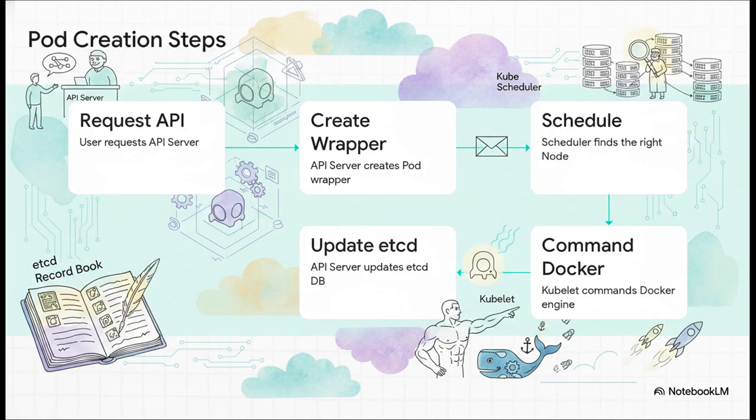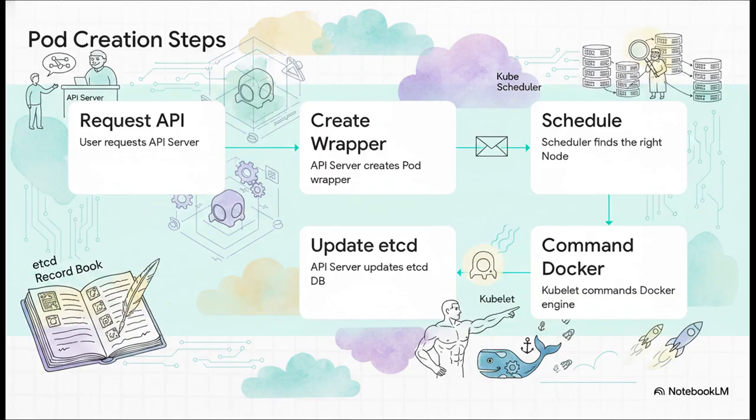Step 1, a user requests a deployment. They hand this over to the receptionist, the API server, who checks their credentials. Moving to step 2, the API server creates the initial pod wrapper, basically getting the box ready. Step 3, the allocator, our kube scheduler, scans the factory floor, checks resources, and finds the absolute healthiest worker node for the job. Down to step 4, the API server radios the node foreman, the kubelet, who throws the switch and commands the Docker machinery to spin up the container. And finally, step 5, the kubelet radios back, job done, and the API server updates the etcd record book so the entire company knows the new pod is live.